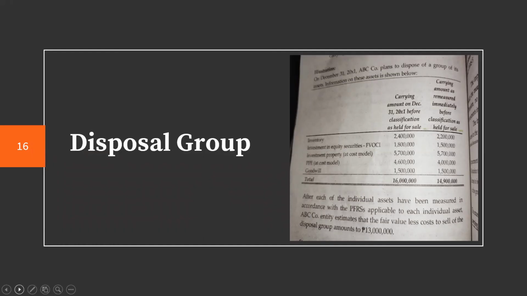In this image, makikita mo dito kung paano kinocompute yung disposal group. Dito sa illustration na given na makikita sa book, pinapakita dito yung mga accounts na masasama pag kinompute mo yung disposal group.